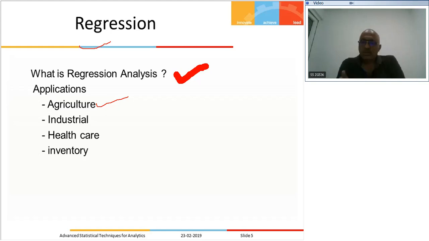That is one application. Now, suppose we are able to establish that there is a relation between the amount of fertilizers used and the yield that we get. Then, as an inventory manager or policy maker, you want to find out what inventory I need to maintain for the next crop or next season.